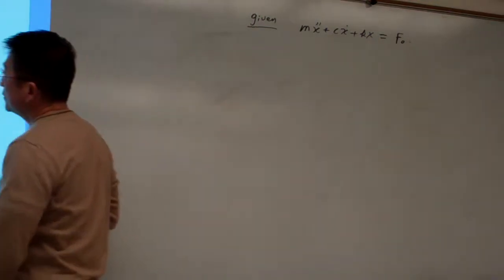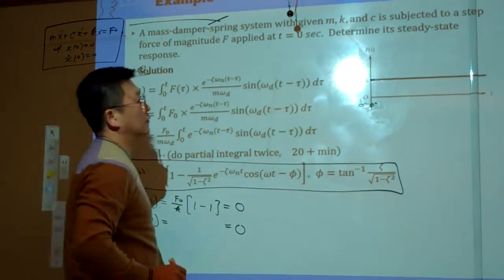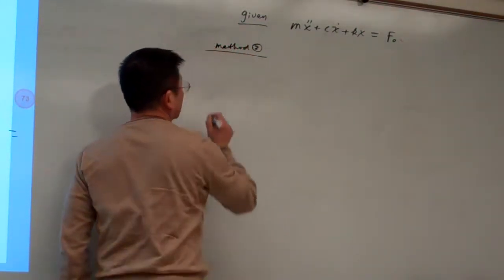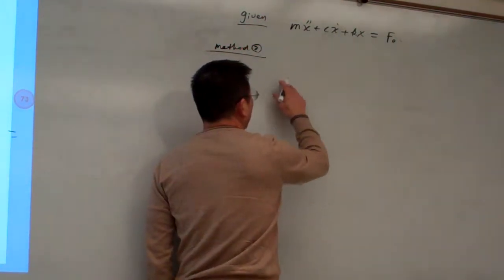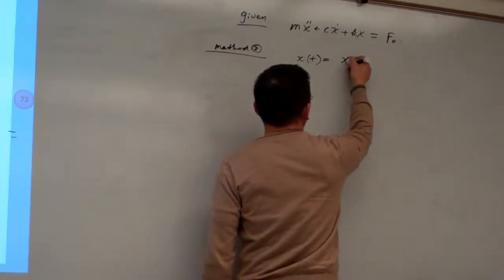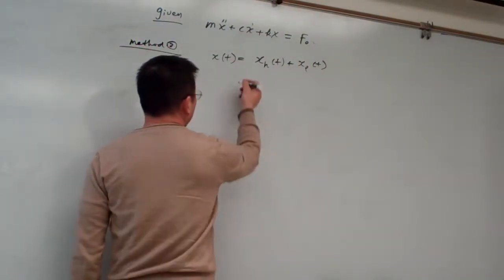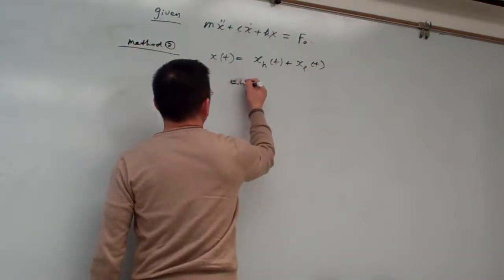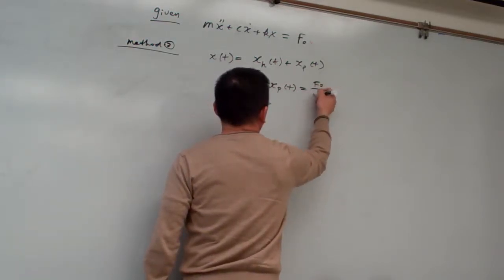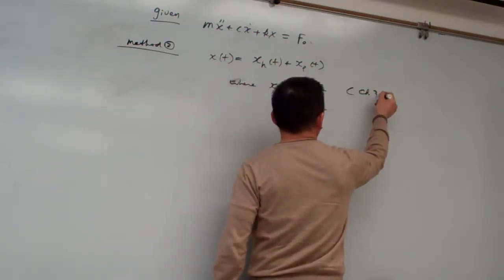So this is method 1. The method 2 is this: x(t) will be equal to the homogeneous solution plus the particular solution, okay? And earlier we found the particular solution equal to F0 divided by k, right? And that is the content we learned in chapter 3.